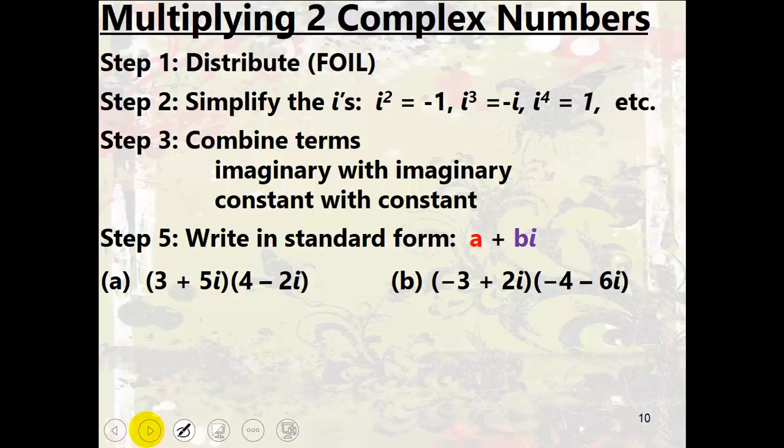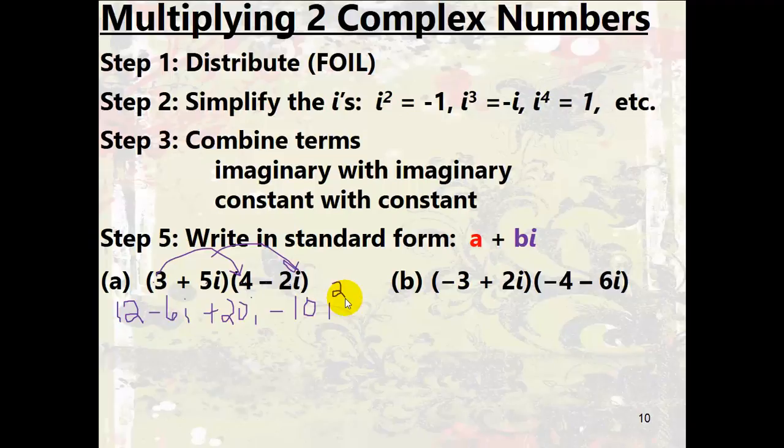I have 3 times 4, that's 12, and then, let me draw the arrows, 3 times negative 2i, that's negative 6i. 5i times 4i, that's positive 20i. 5i times negative 2i, that's negative 10i squared. Right? So let's combine our i's and then simplify our i squared.